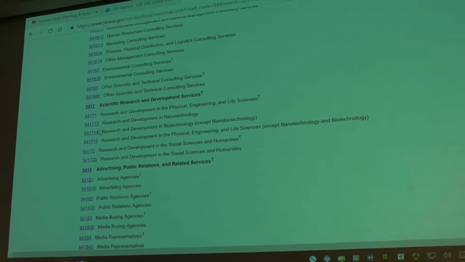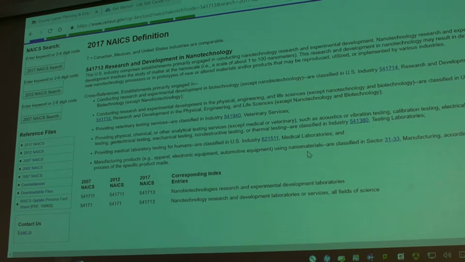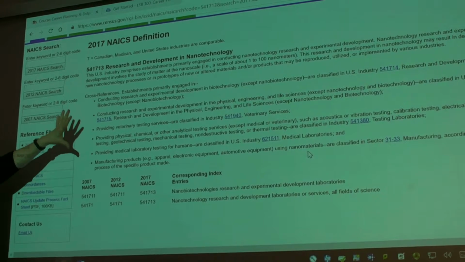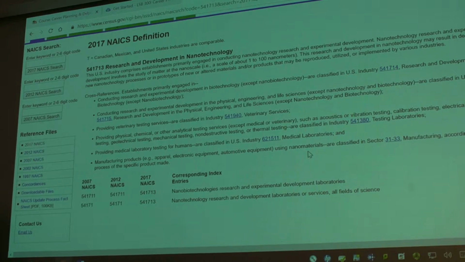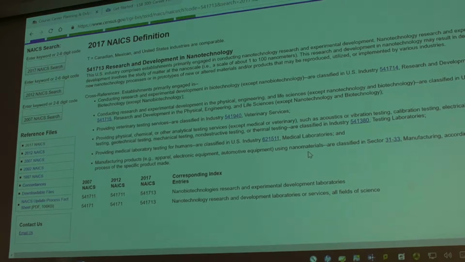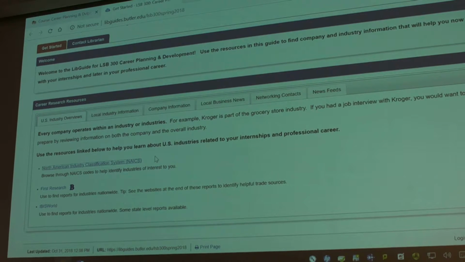And if you were to click on one of these, and you can click on any one you want, you get a little bit more help here, because you actually get a definition of this is what the government means when they talk about research and development in nanotechnology. So that was all I wanted to show you about NAICS codes, is to remind you that they exist and to tell you that on this LibGuide for your class, I put a link to them. So if you are at the stage where you're trying to figure out industries you have an interest in, this is one place you can go to find out.